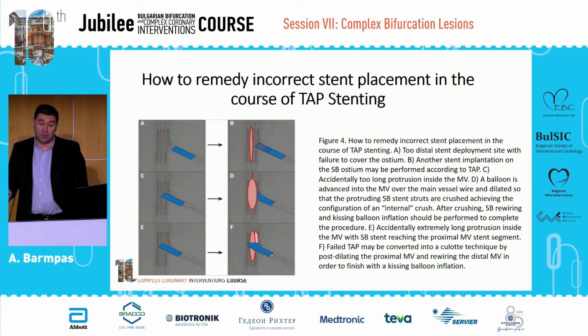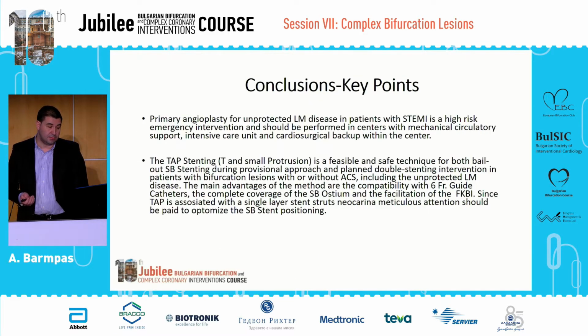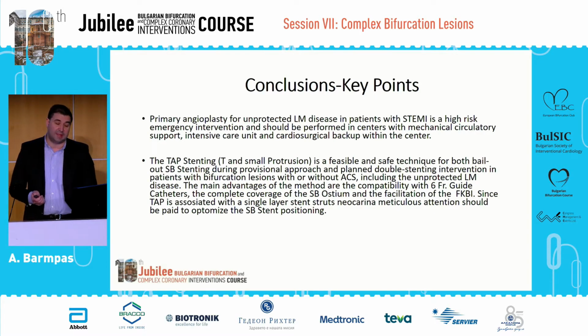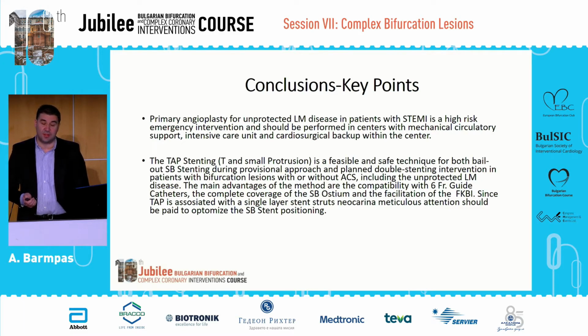A very important slide, how to remedy incorrect stent placement in the course of the TAP stenting. And my conclusion: primary angioplasty for unprotected left main disease in patients with STEMI is a high-risk emergency intervention and should be performed in centers with mechanical circulatory support, intensive care unit, and cardiosurgical backup within the center. The T and small protrusion stenting is a feasible and safe technique for both bailout side branch stenting during provisional and planned double stenting intervention in patients with bifurcation lesions with or without ACS, including the unprotected left main disease.